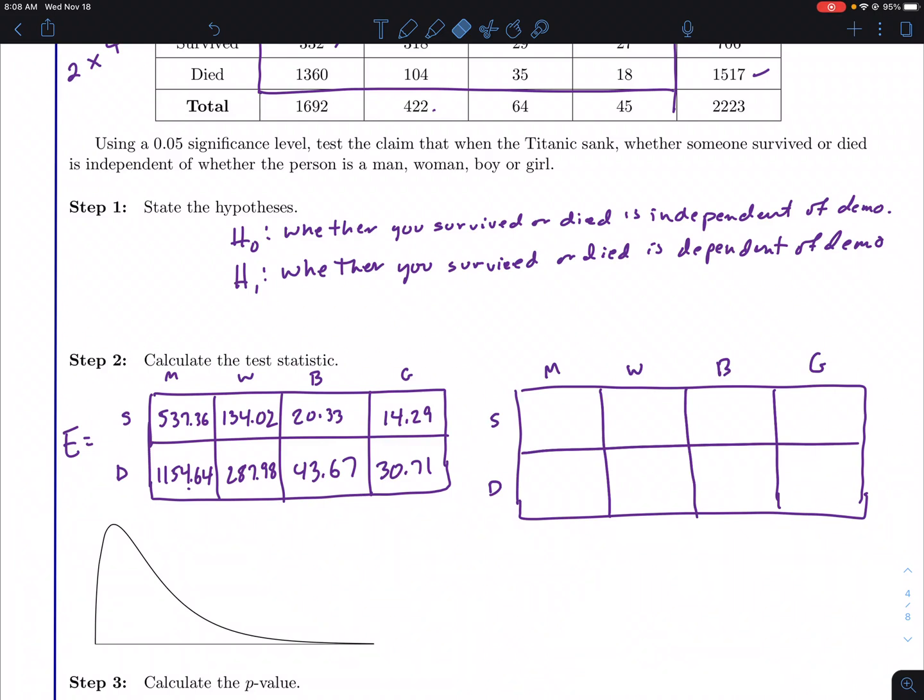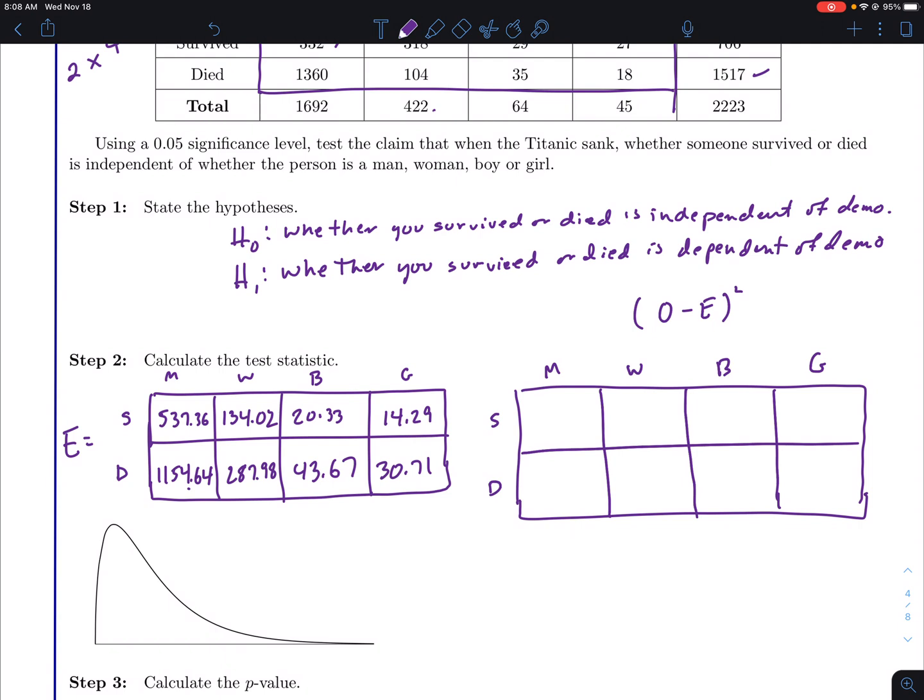Alright, so now that we've got our expected value matrix, I went ahead and erased all this other stuff so I could get this next step together. Now what we're going to do is form our observed minus expected squared matrix to help us find our test statistic.